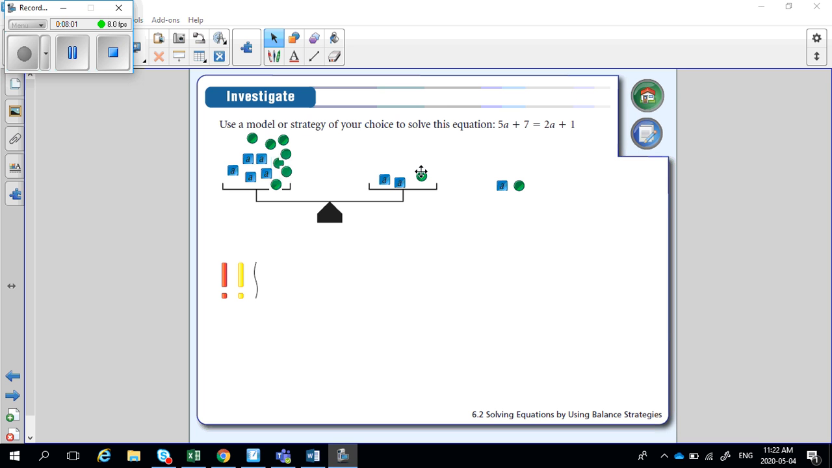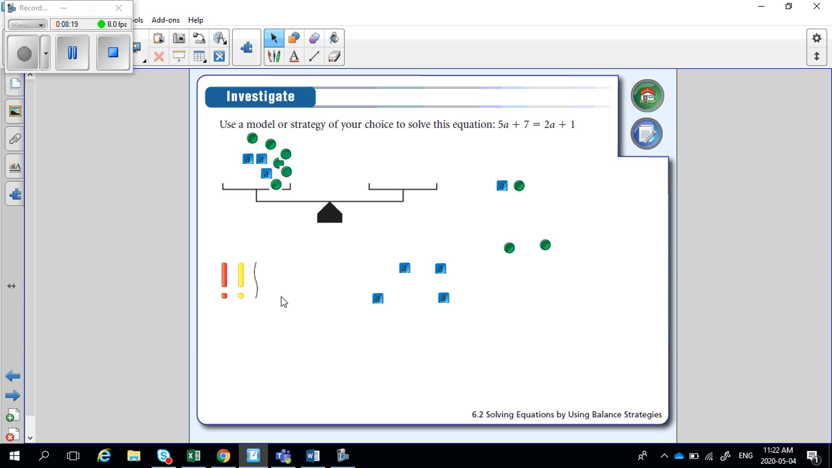Okay, well, I can start taking things away on both sides. So I'm going to take away that 1. Take away 1 from there. If I do it to one side, I do it to the other side. Okay, all I have left are a's. Take away 1 of those. Take away 1 of those. Take away 1 of those. Take away 1 of those.